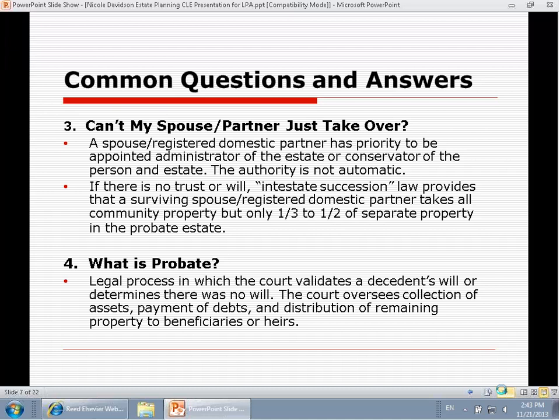What is probate? Probate is a legal process in which the court validates the will, or it determines that there was no will. The court will oversee the collection of assets, the payment of debts, which happens over a 4-month period, and the distribution of the remaining property to the beneficiaries or heirs.